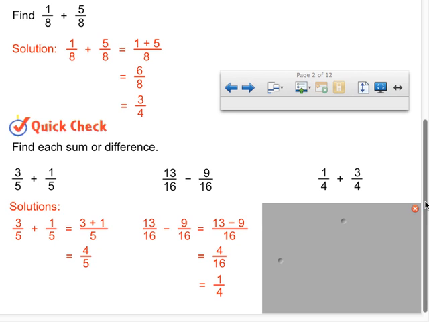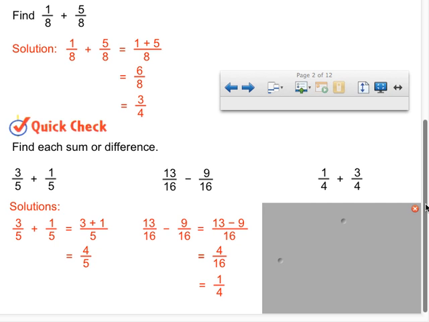Okay? Now, when we take the difference of my numerators, it becomes 4/16. The GCF of 4 and 16 is 4. So if I divide the numerator 4 by 4, I get 1. If I divide the denominator 16 by 4, I get 4, so 1/4. Are we good? Okay. And then the last one, who has the last one?